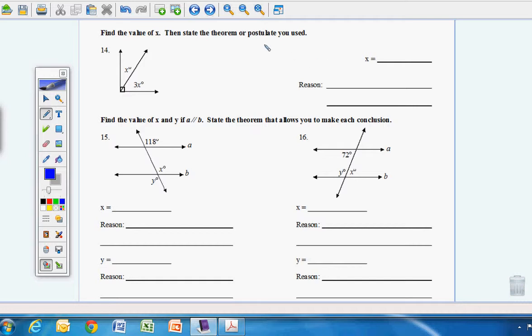Here we are on page 2. So we want to find the value of x and then state the theorem or the postulate that we used in order to figure out what x is. Well, here we have a 90-degree angle, and then it's made up of 2 angles. So if 2 angles add up to 90 degrees, what do we have? We have complementary angles.